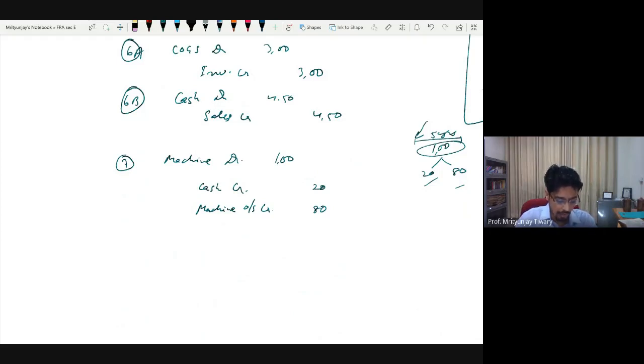Okay. Let's say one more thing. Let us purchase one more inventory. Let's say inventory of rupees 2 crores is purchased. 2 crores worth of inventory is purchased, but you have not paid everything. Let's say you have paid only 25 lakh and the remaining 175 is outstanding.